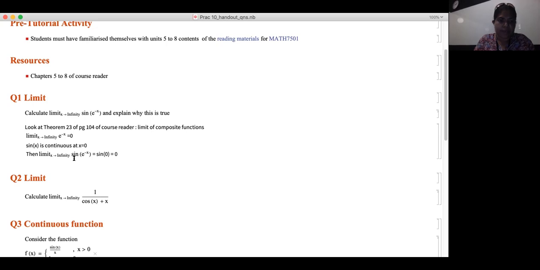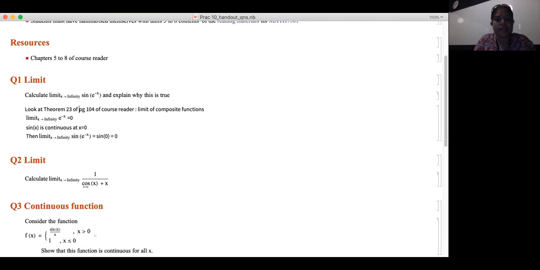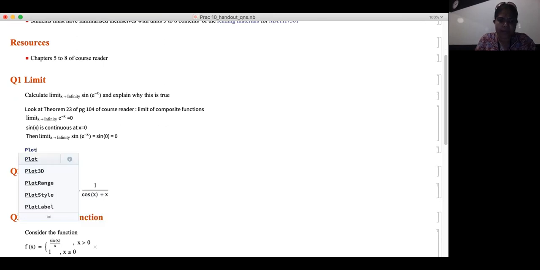So what that means is you should first find the limit of the inside function and then check whether the outside function is continuous at that limit. And then if that's so, limit as x tends to infinity of sine e power minus x is sine 0. Okay. Are there any questions? By the way, you can plot this just to check.